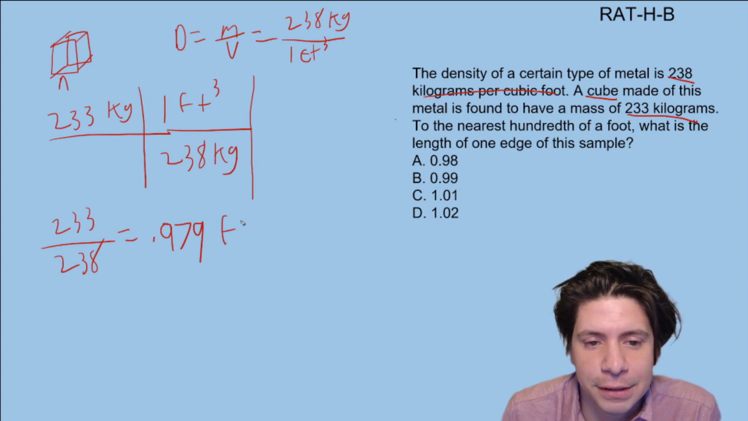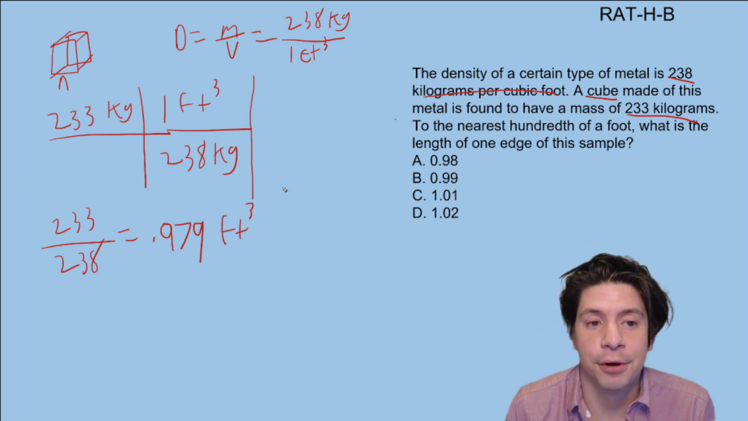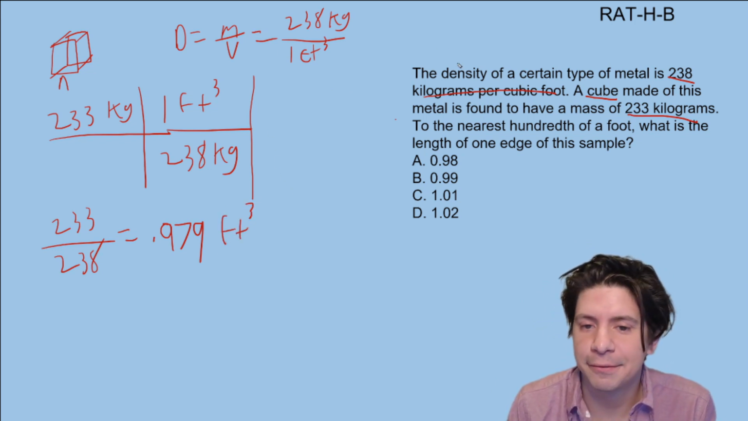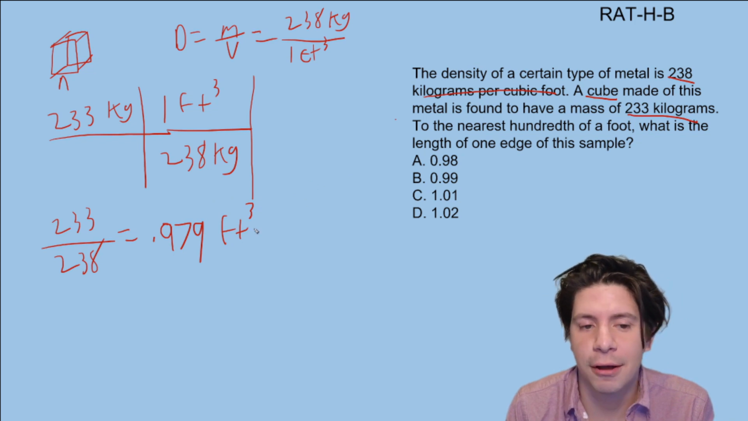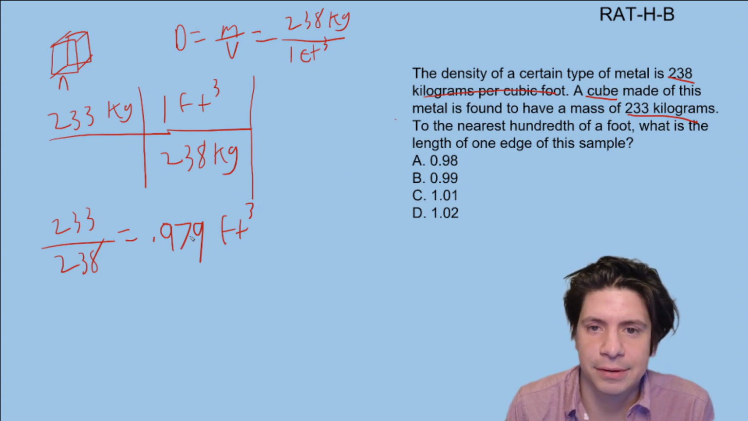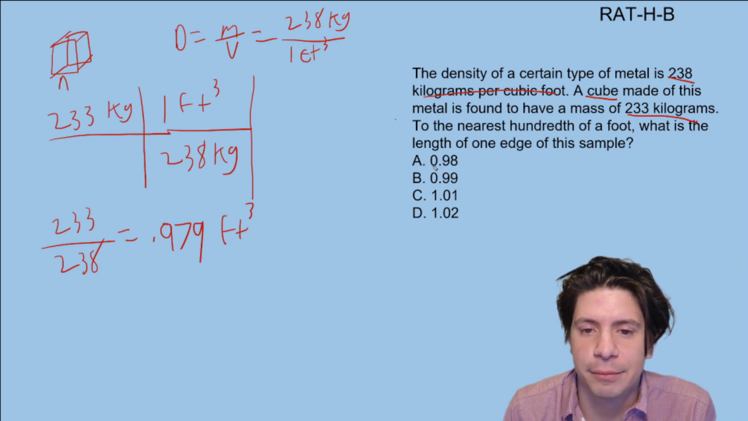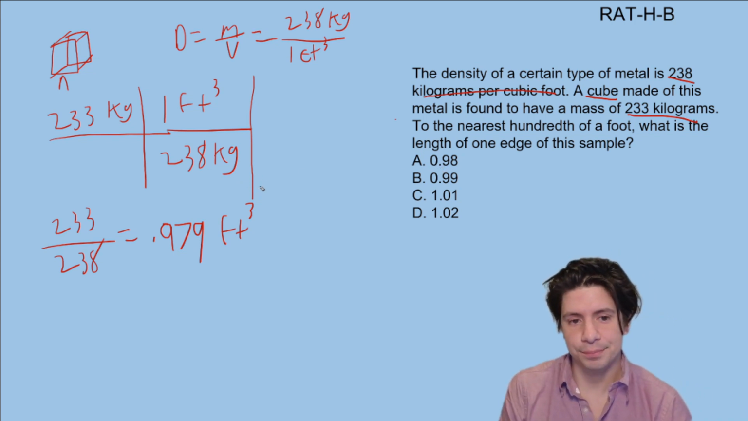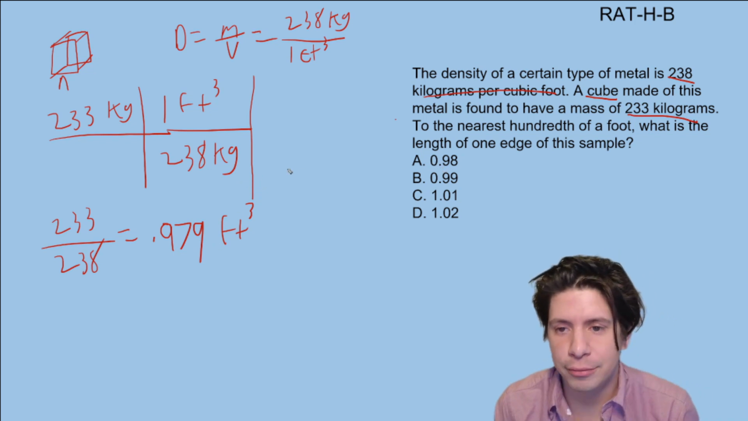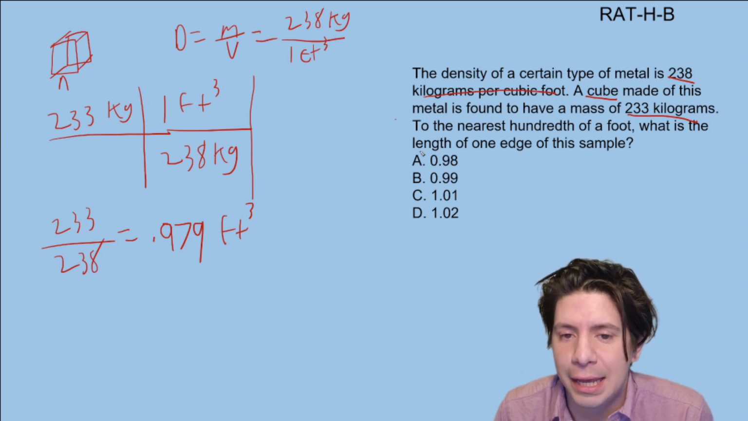So this is feet cubed. Now that's volume, right? And it's not asking for volume, and I think a lot of people would get thrown off and see 2.979 and they would round up to this one and find it from there, but we're not going to do that, right? Because this is the volume and it's asking for the length of one side.